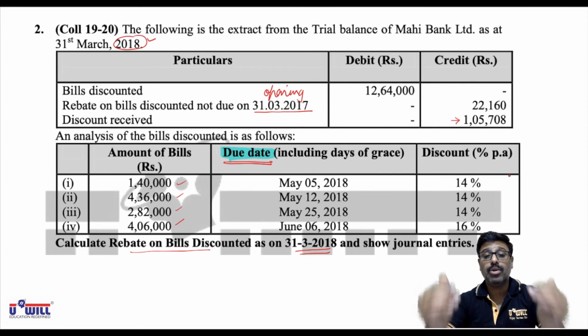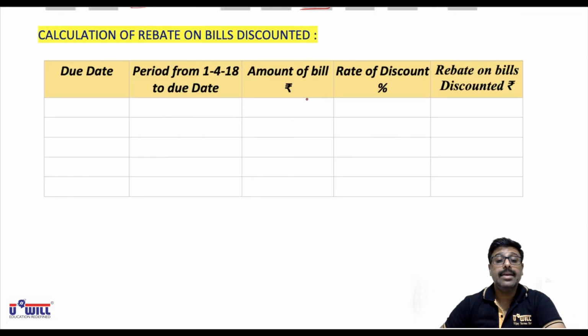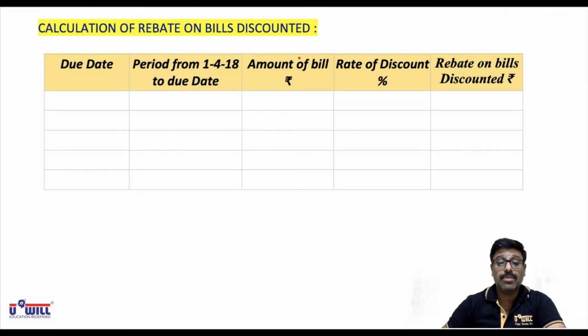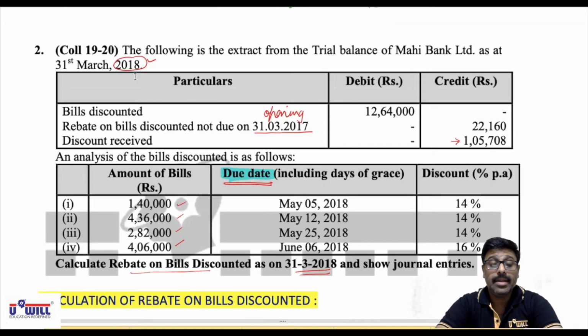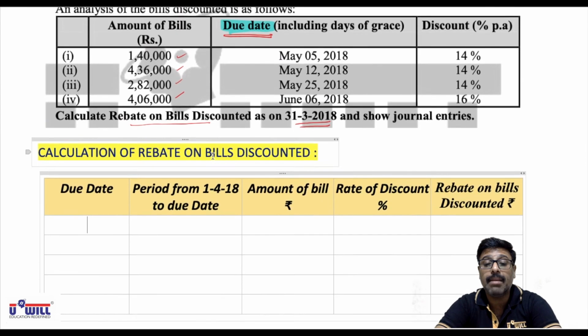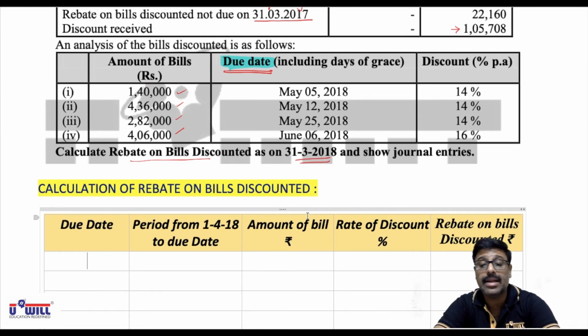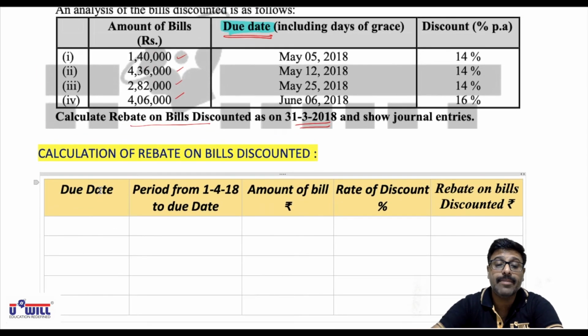So pause the video and make those 5 columns everyone. Do it fast. Yes, I hope all of you would have done these columns. Only 5 columns are to be made: due date, period from 1st April. In this question, the year ending is 31st March 18. So 1st April 18 to due date, amount of bills, rate of discount and rebate. So let us first write the due dates. What are the 4 due dates directly given?